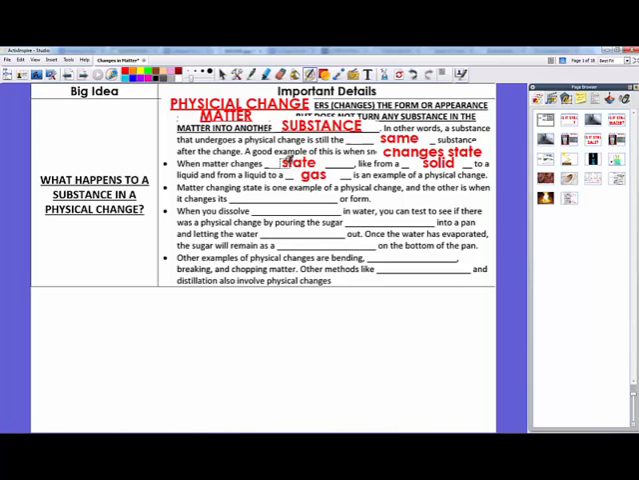Matter changing state is one example, and the other is when you change its shape or its form. For example, you dissolve sugar in water. You can test to see if there's a physical change by pouring the sugar solution into a pan and letting the water boil out. Once the water has evaporated, the sugar will remain as a crust on the bottom of the pan. You don't believe me? Well, let's look at these examples.